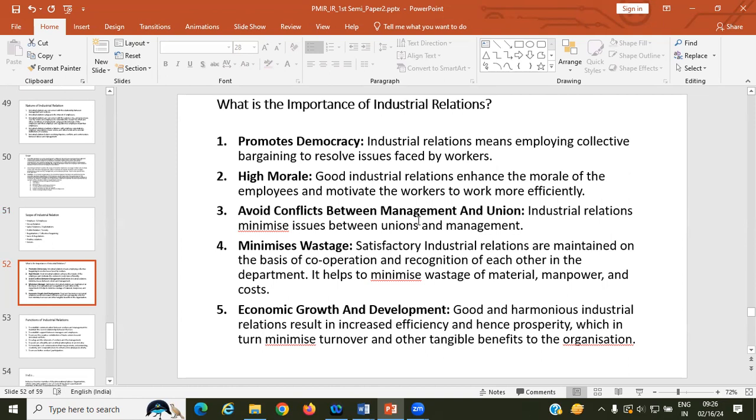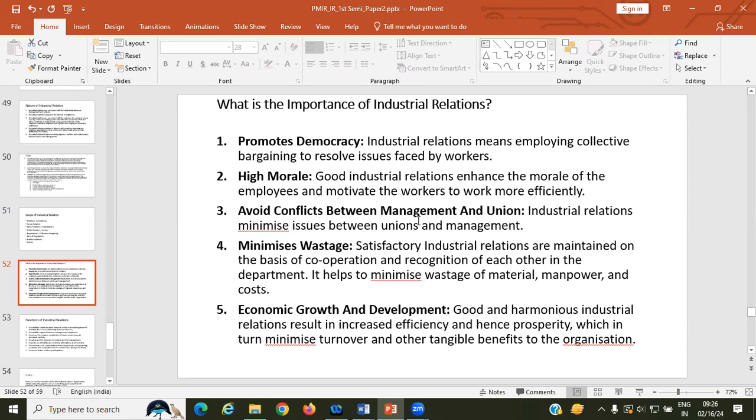High morale. High morale means whenever you have a good relationship with your friends, with your colleague, with your supervisor, then you will definitely feel good. Good industrial relationship enhances the morale of the employees and motivates the workers to work more efficiently.